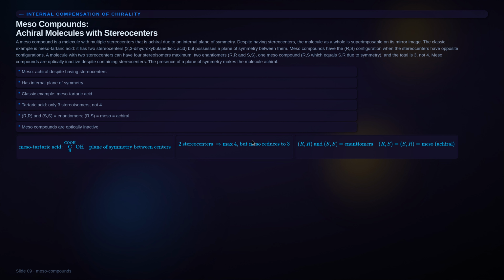But in the case of tartaric acid, the two enantiomers are R,R and S,S, and the meso compound R,S equals S,R due to symmetry, so the total is 3, not 4. Meso compounds are optically inactive despite containing stereocenters. The presence of a plane of symmetry makes the molecule achiral.